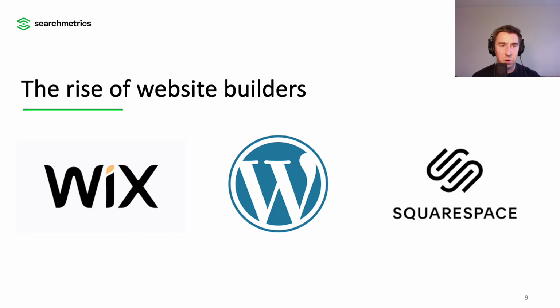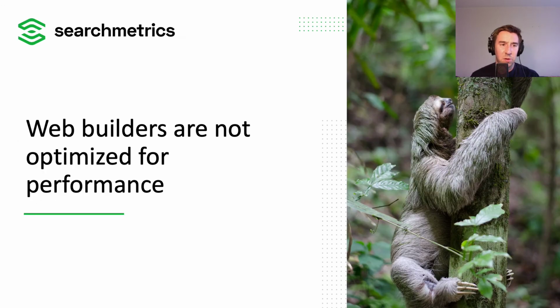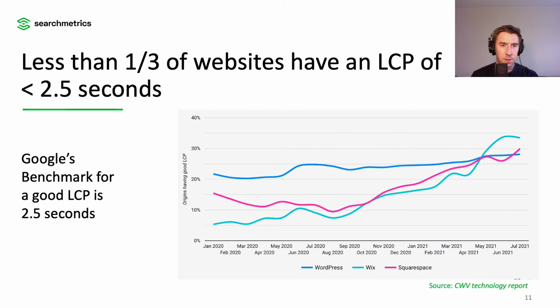However, there are some drawbacks. Web builders aren't really optimized for performance. Now, what does this really mean? Let's look at some data. Okay, LCP, largest contentful paint. Again, a Core Web Vital, a metric used as a proxy for loading speed.